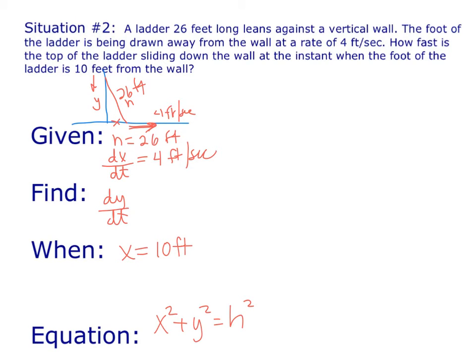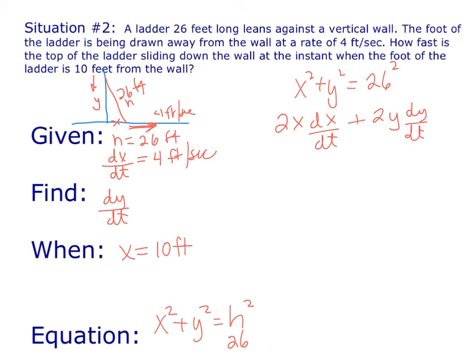And so what do we know? Well, we do know that h is going to be 26, right? So we have x squared plus y squared equals 26 squared, right? We take the derivative, 2x, and we're taking it with respect to t. So dx dt plus 2y dy dt equals the derivative of 26 squared, which is 0, right?